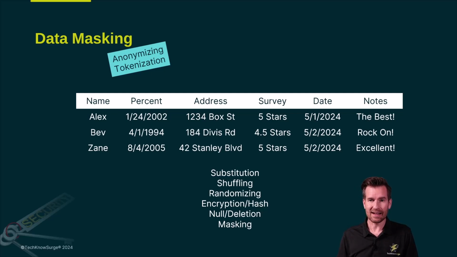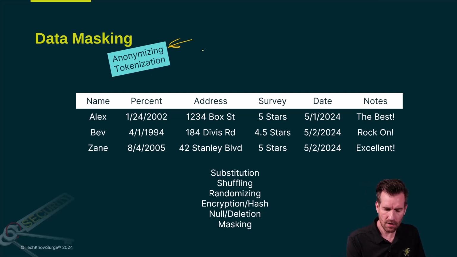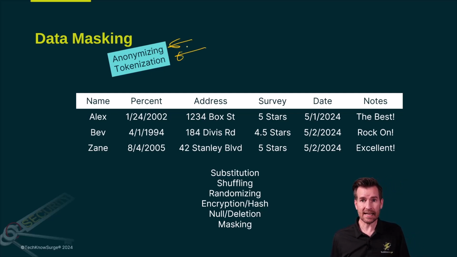Data masking can also be called anonymizing or tokenization. Let's take a look at what this data masking looks like and some ways to do it. Okay, so this right here is the data that was copied from our production systems to our development systems.